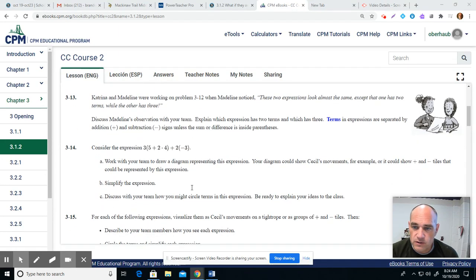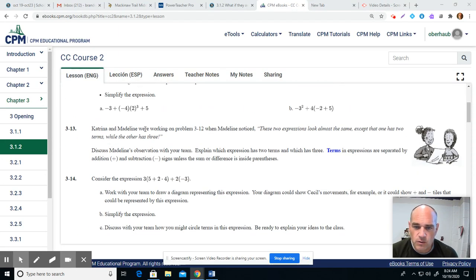All right, 3-13. So Katrina and Madeline are working on problem 312 when Madeline notices that these two expressions look almost the same except that one has two terms while the other has three. Discuss Madeline's observation with your team. Explain which expression has two terms and which has three. Terms in expressions are separated by plus and minus symbols unless the sum or difference are inside the parentheses.